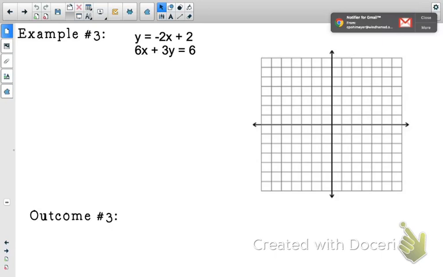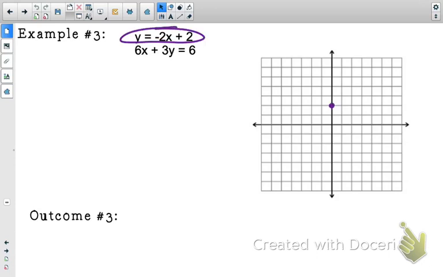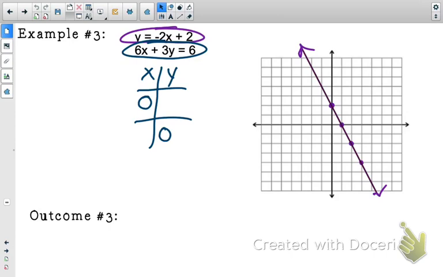All right, our third type of outcome we're going to see with this problem. Let's start by graphing our first line. For our first line, we have a y-intercept of +2 and a slope of -2. So we can make that line. Now my second line is in standard form, so let's make an intercept table and plug in 0 for x. Solve for y, we get +2 by dividing both sides by 3. And then plug in 0 for y, divide both sides by 6, we get x is equal to 1. However, when we plot 0, 2, that's on the other line, and when we plot 1, 0, it's also on the other line. So when we connect these 2 points, we get the same line.